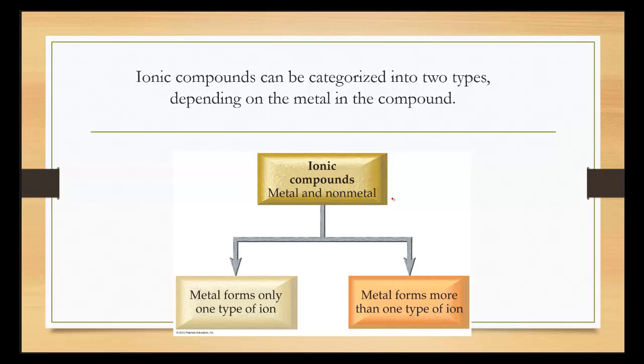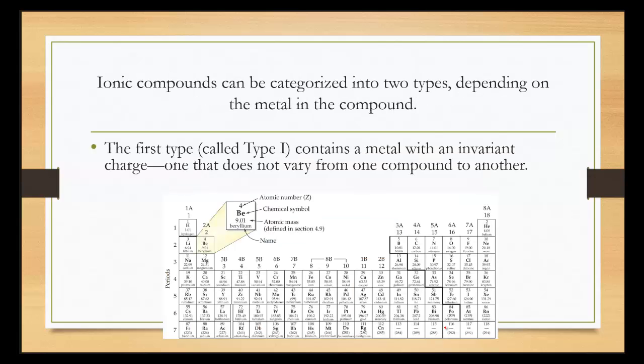Ionic compounds can then be categorized into two types, depending on the metal. If it only forms one type of ion, it's a representative metal. If it forms several different types of ions, so it has like a +1 at one time and a +2 at another, then it's a transition metal. The first type, type 1, contains a metal with invariant charge, which means that once it has a charge, it's going to keep that charge. It's not going to change charges. We can look at the periodic table and determine what those charges are.